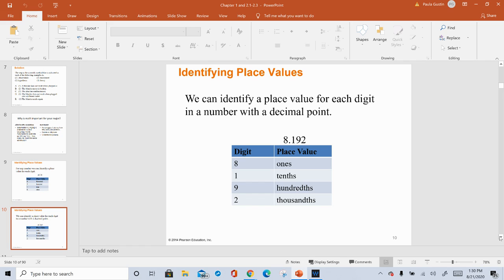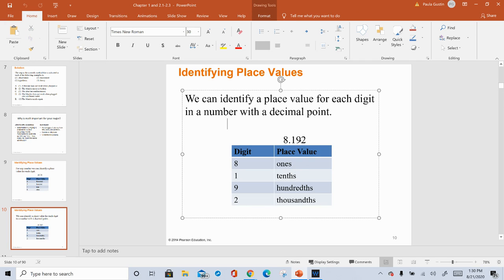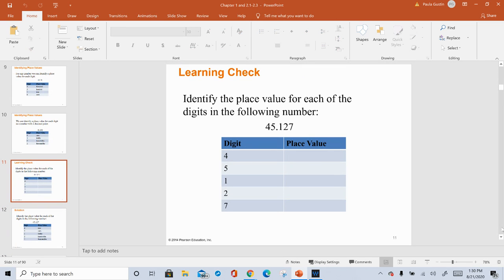With a decimal point, the 8 is in the ones place and the 1 is in the tenths place. The 9 is in the hundredths place, and the 2 is in the thousandths. Take a few moments. You can pause me and do this question, and then you can see the solution on the next slide.